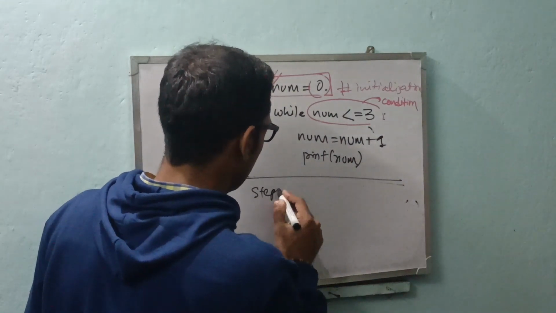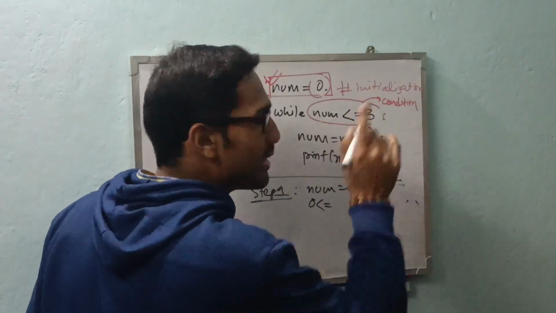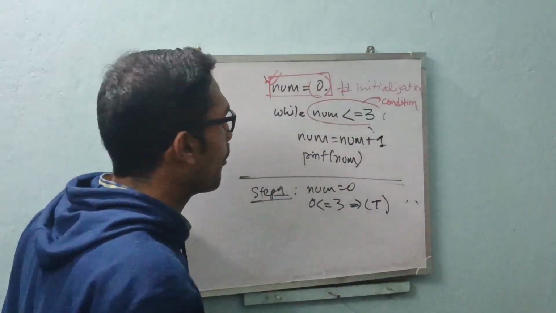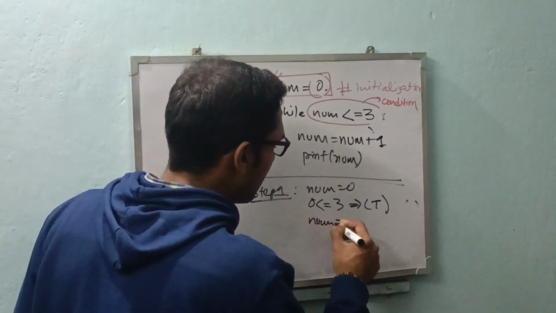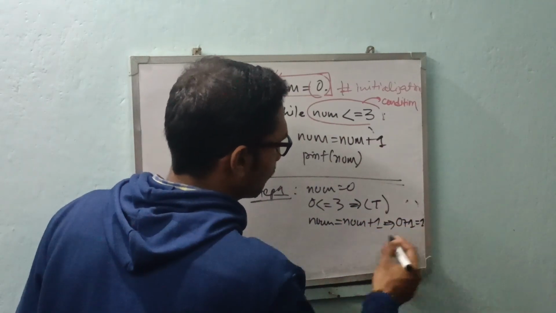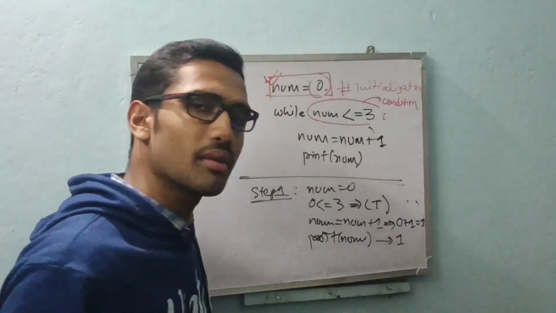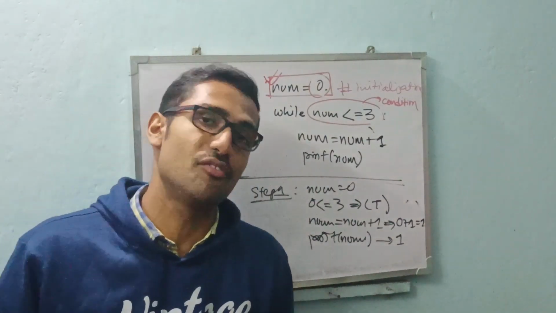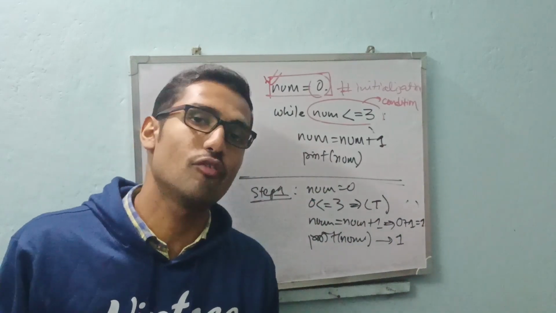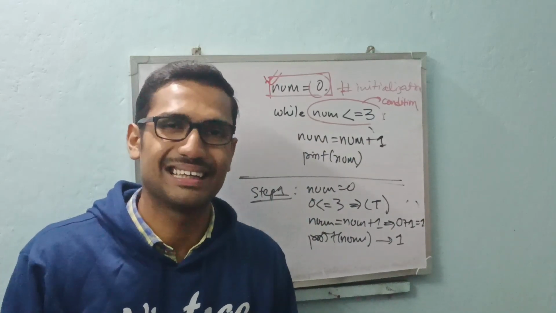Okay, let's see the execution. The num is 0, and then it will move to the condition part. 0 is less than 3, it's true, that's why it is moving into the body, and after that we are incrementing the value of num by 1. So the value of num is 0 plus 1, it's 1. Now after that I am printing its value, and see, it's 1, and the requirement is fulfilled. So after that it will be 2, and after that 3, and after that it will get incremented to 4, but 4 is not less than or equal to 3, that's why the loop will get terminated.